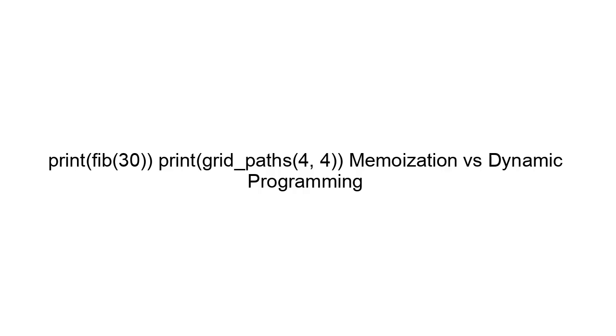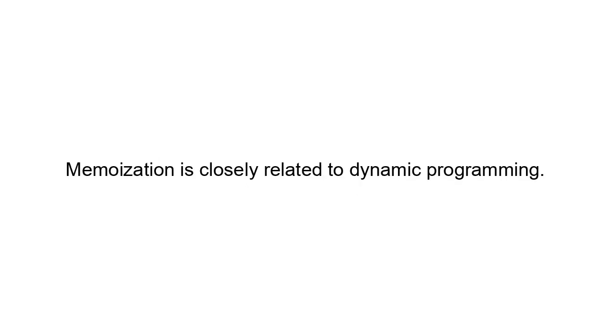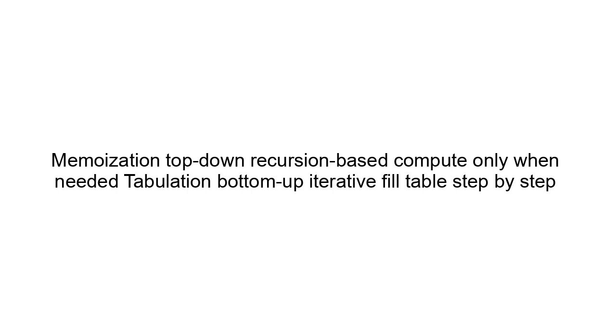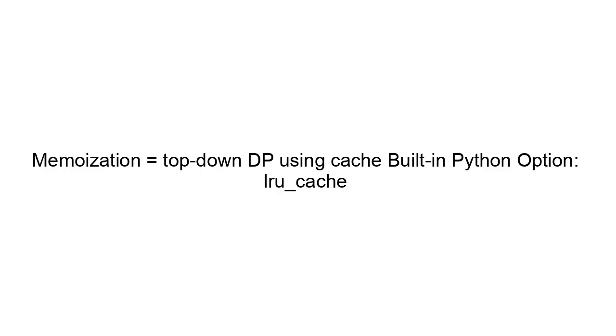Memoization versus dynamic programming. Memoization is closely related to dynamic programming. Memoization is top-down, recursion-based, and computes only when needed. Tabulation is bottom-up, iterative, and fills a table step by step. Example concept: memoization equals top-down DP using a cache.